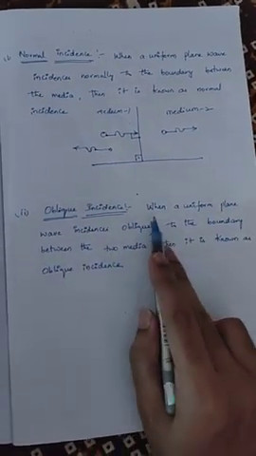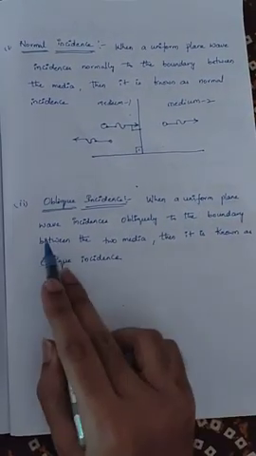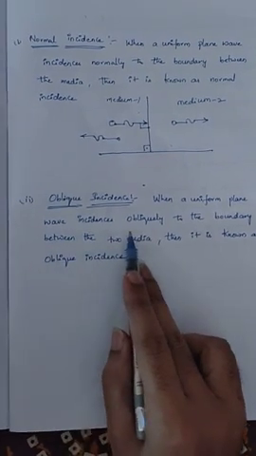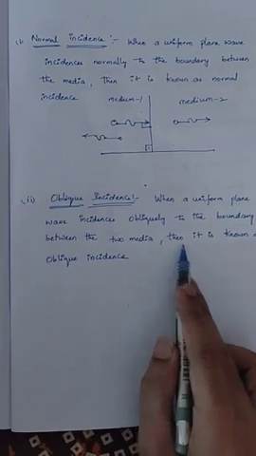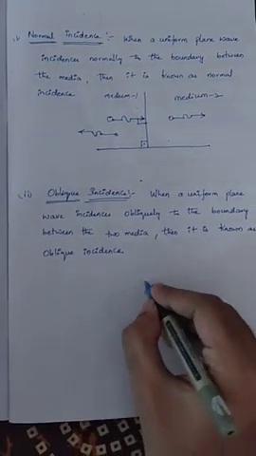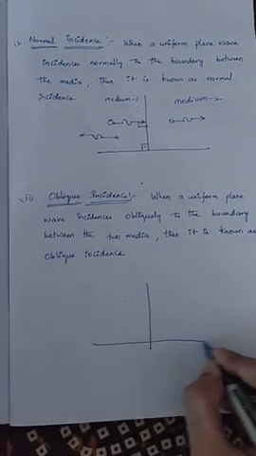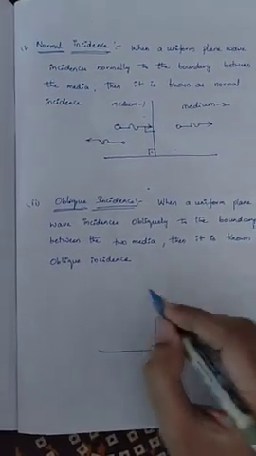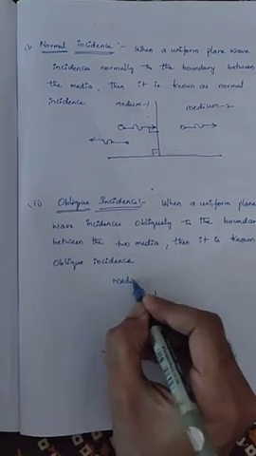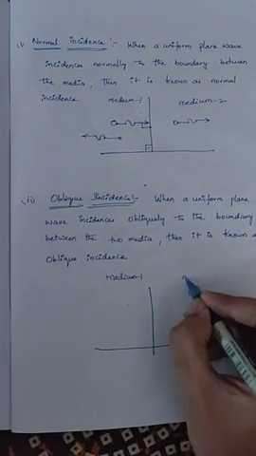Let us consider this. When a uniform plane wave is incident obliquely to the boundary between the two mediums. Let us consider, okay. This is the boundary between two mediums. This is medium 1 and this is medium 2.